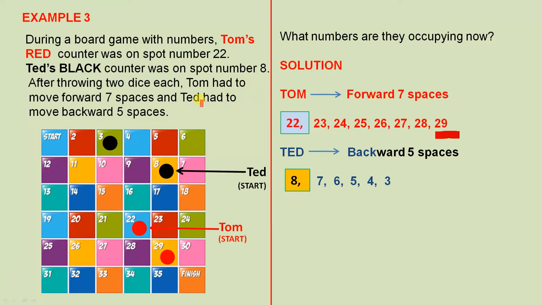Now what happened to Ted? Ted had to move backward 5 spaces. Right, he had to move backward 5 spaces. So there's Ted. So let's go backward 5 spaces. This is 8, so we're going backwards. 1, 2, 3, 4, 5. So he finishes on number 3. So he was on 8. 1, 2, 3, 4, 5.